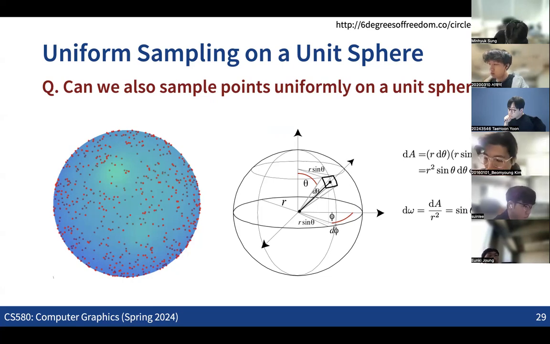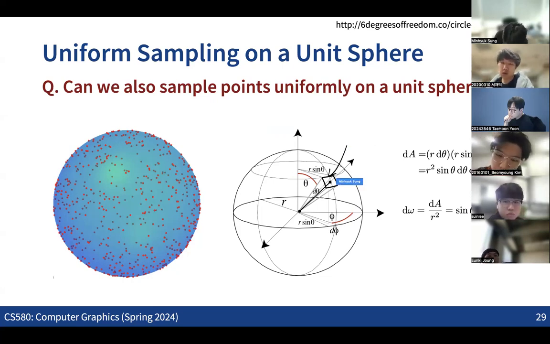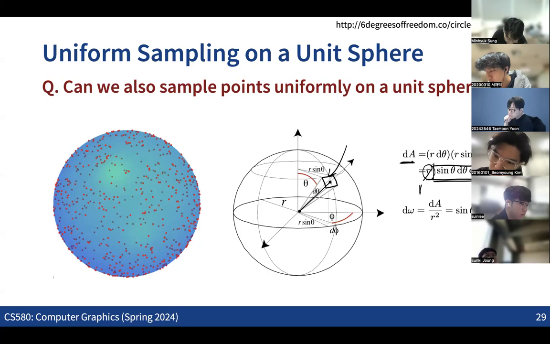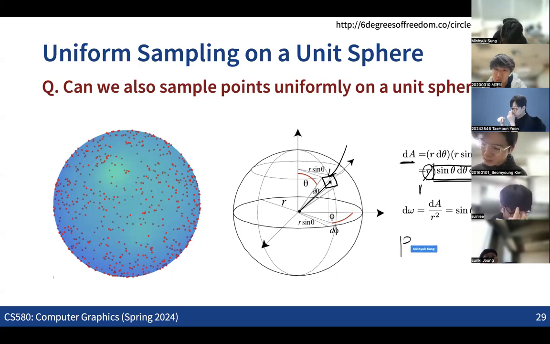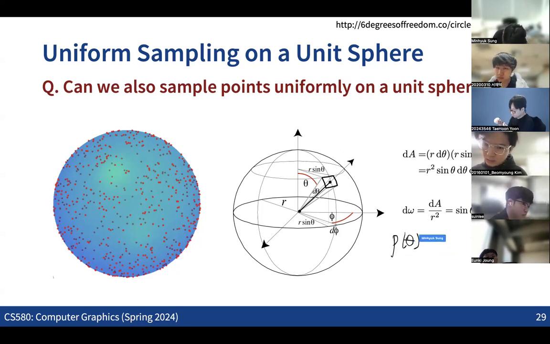Each of the points can be represented as having an infinitesimal area, which is calculated like this. Since we have the unit sphere, R squared becomes 1. We have this infinitesimal area, and we want the probability density function p(theta, phi) to be proportional to this infinitesimal area. For these cases, how should we define the probability density function for p(theta) and also p(phi)?